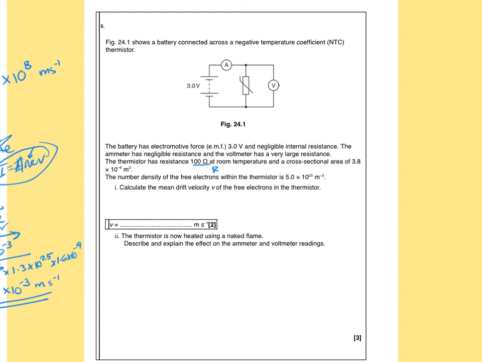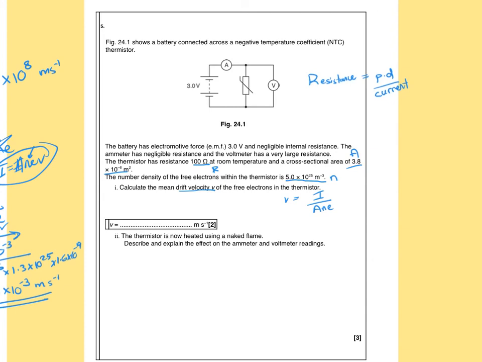So the thermistor has a resistance of 100 ohms at room temperature and a cross-sectional area, so we know the cross-sectional area here, and the number density of free electrons, so we know the number density, it gives it to us, so I don't have to do any complicated calculations. And it says calculate the mean drift velocity of the free electrons in the thermistor. We know once again that this is the equation I will be using, and it's more straightforward, hence why 2 marks. However, there's something here I didn't mention before, but you should remember this equation from your GCSEs. Resistance is equal to the potential difference divided by the current. So that's another equation that we'll come across. I just thought this question was more useful here now than later.